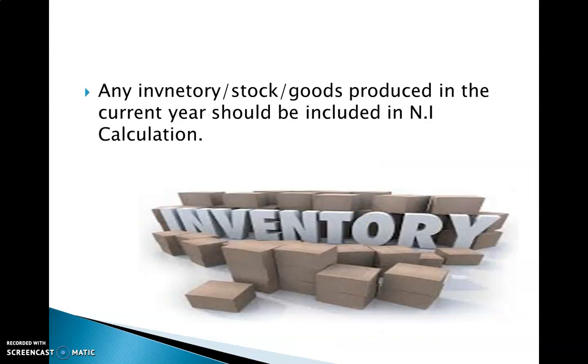The next point, any inventory or stock or goods produced in the current year should be included in national income calculation. Changes in business inventory, change in stock, addition to new stock, etc. all come under the same line. It should be included in your national income calculation.